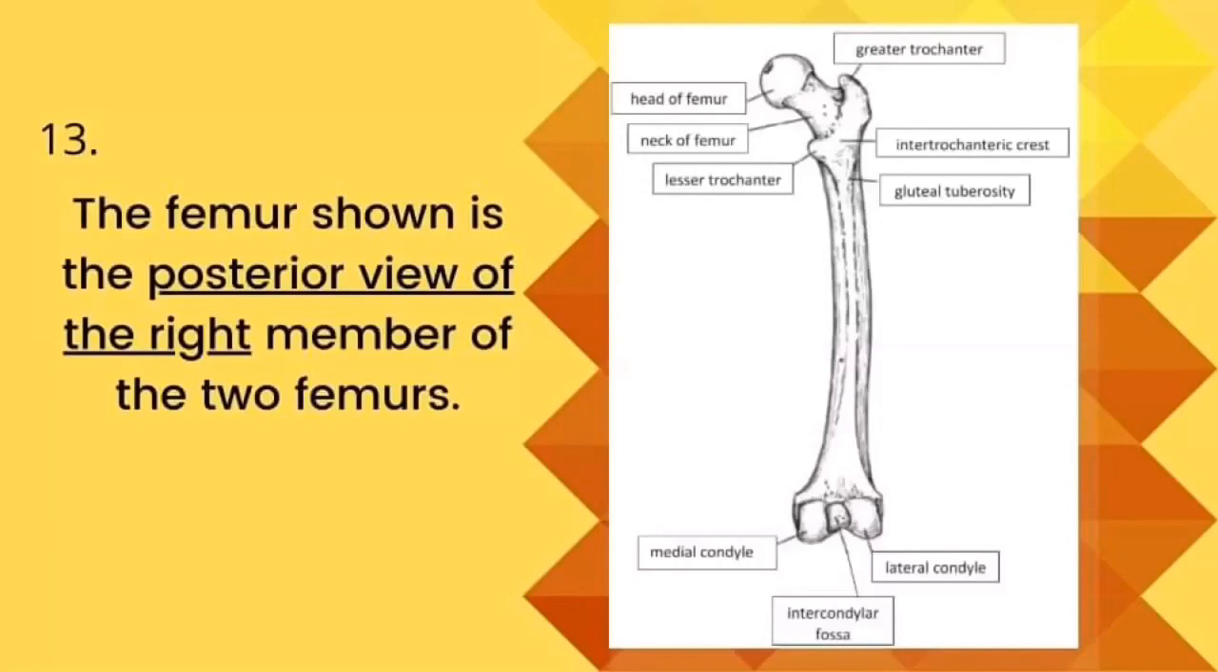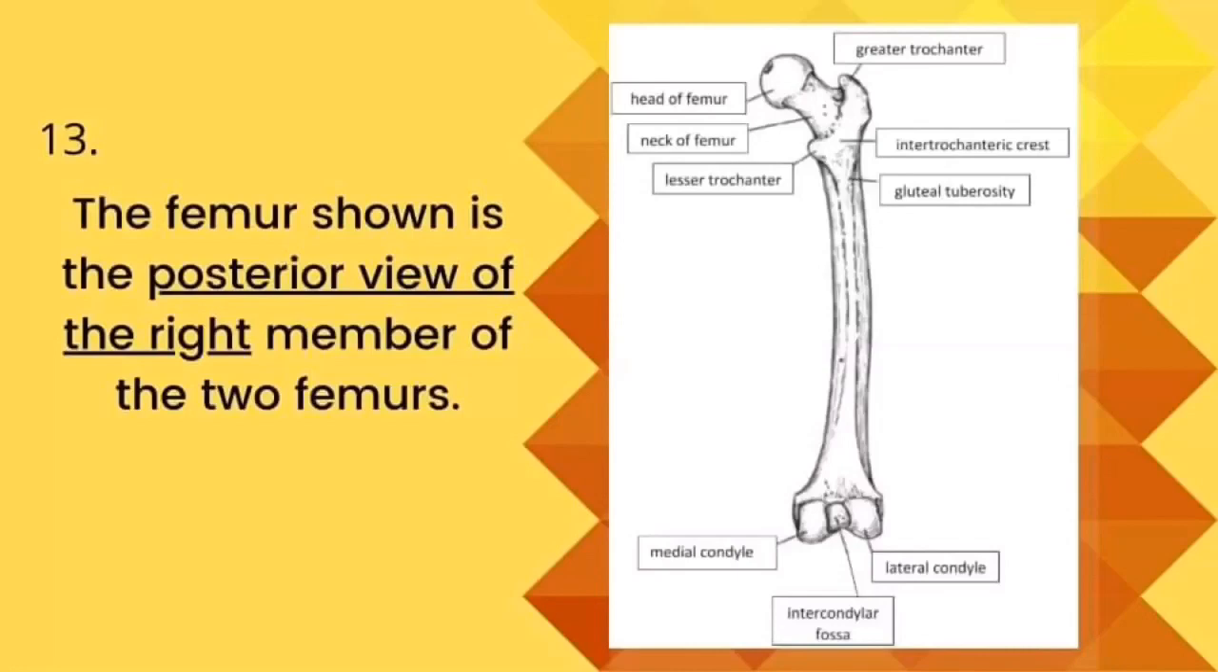Next is the intertrochanteric crest, which is located at the posterior aspect of the junction between the femoral neck and shaft. It is the posterior point of attachment for the joint capsule of the hip.